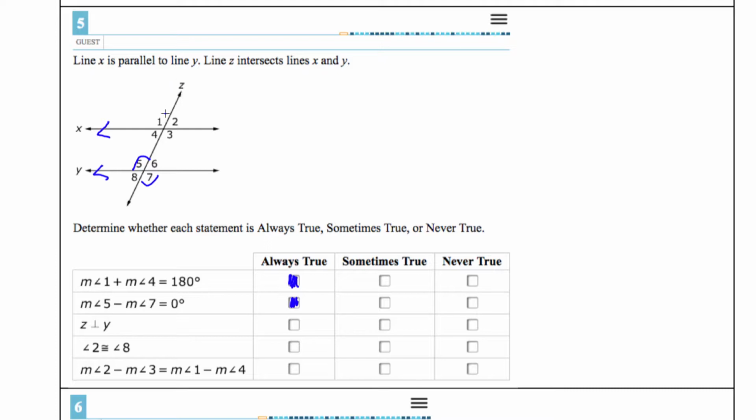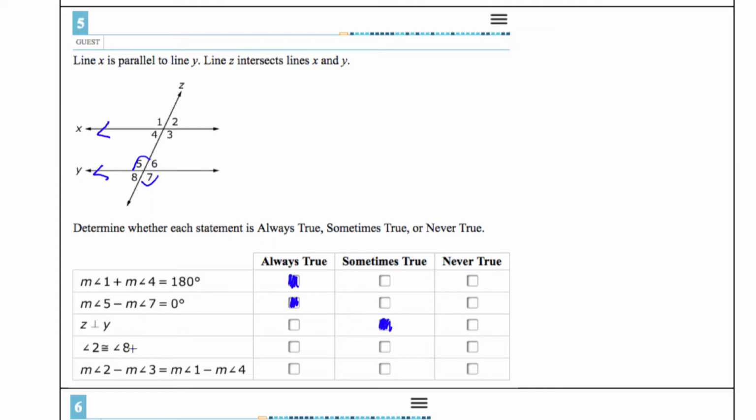Z and y are perpendicular. Z doesn't look like it's perpendicular to y, but it could be. What if I move this a little bit? I would say this is sometimes true. Almost never, but sometimes, because if I just move z so it looks like that, then it is perpendicular. In this instance, it doesn't look like it, but it doesn't say it's not, so it could be true sometimes.